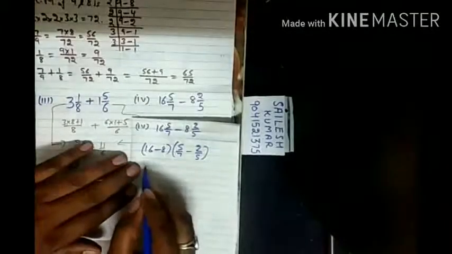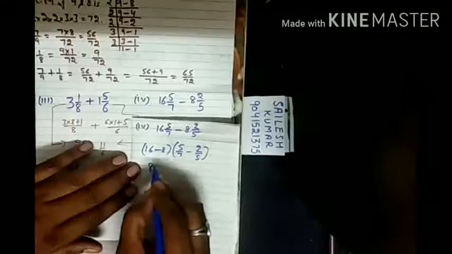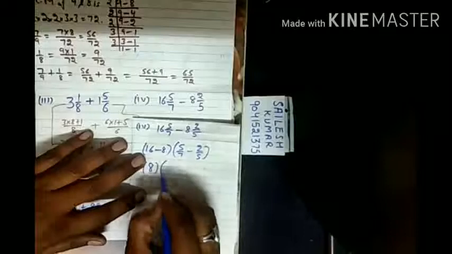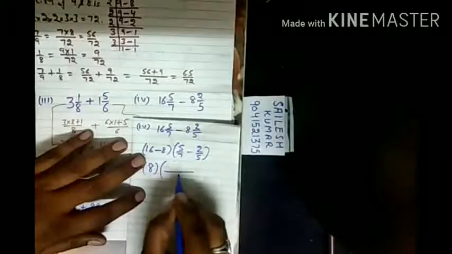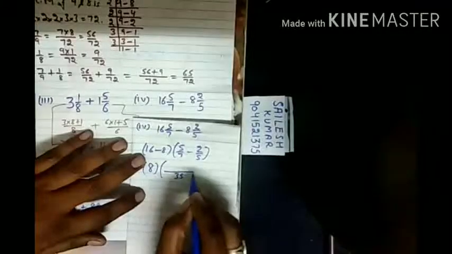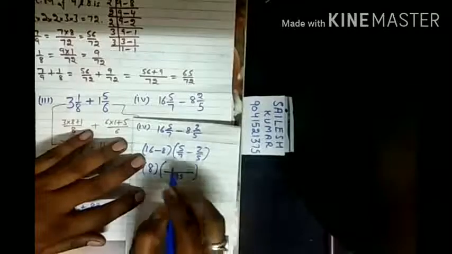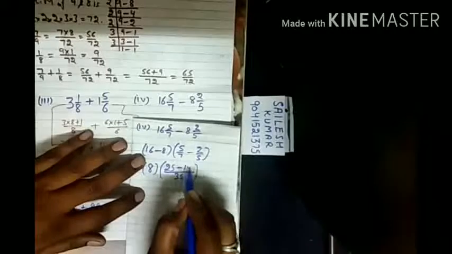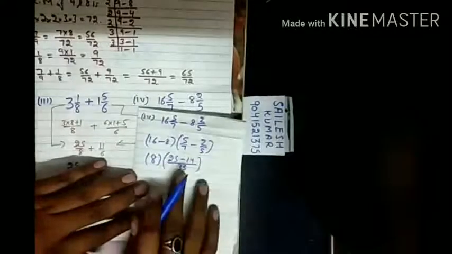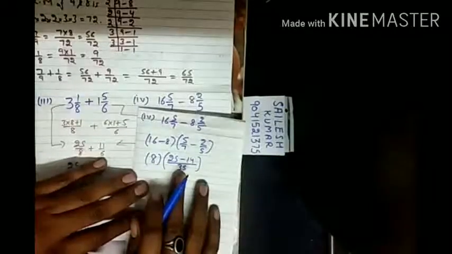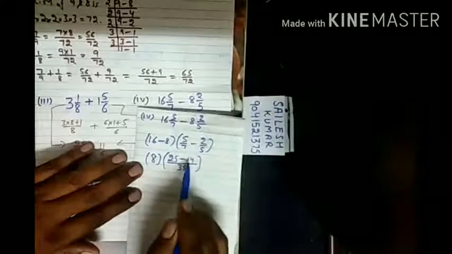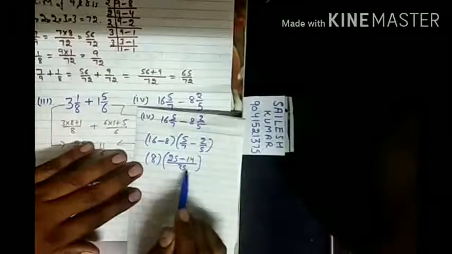Now 16 minus 8, we will get 8. And in the fractions we will adopt the cross multiplication method. 7 multiply 5, that is 35, and 5 multiply 5, 25, and 7 multiply 2, that is 14. Clear? This is the cross multiplication method that we used in the previous sum. 5 multiply 5, 25, 7 multiply 2, 14, and 7 multiply 5, 35.